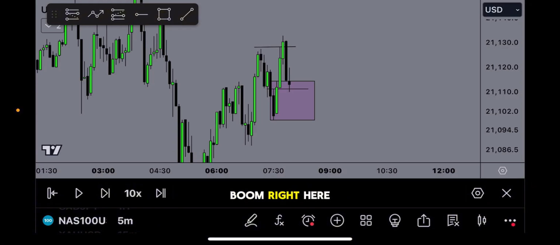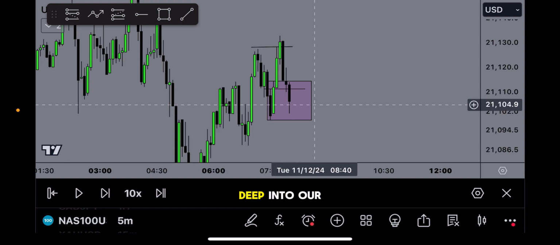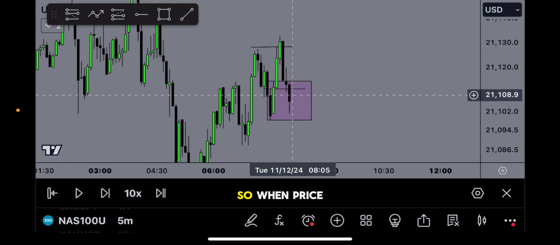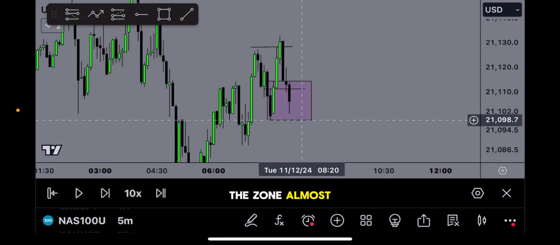Boom. Right here, price hit our zone. Boom. Okay, right here, price came very deep into our zone. So when price does this, that's kind of iffy. It's like, okay, I don't know if I should take this trade. It's kind of iffy. The zone almost got broken.